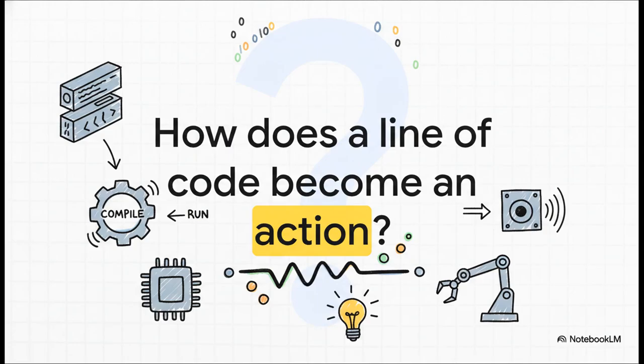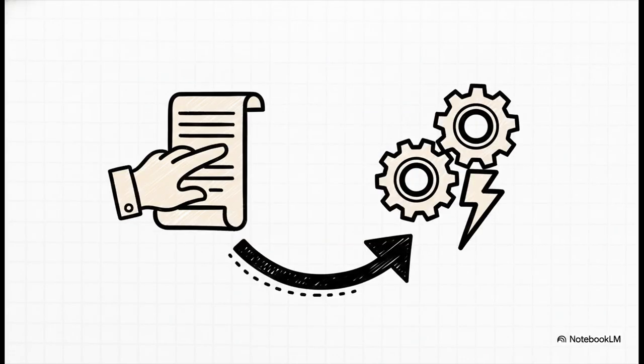So you write your code, you compile it, and then you run it, right? But have you ever stopped to think about how a simple line of code actually makes the hardware do something? What's the magic bridge that connects your software to a real physical action? Let's find out. Well, at its core, it's actually this beautifully simple two-step dance.